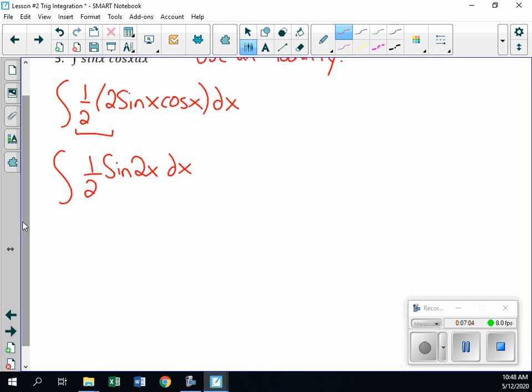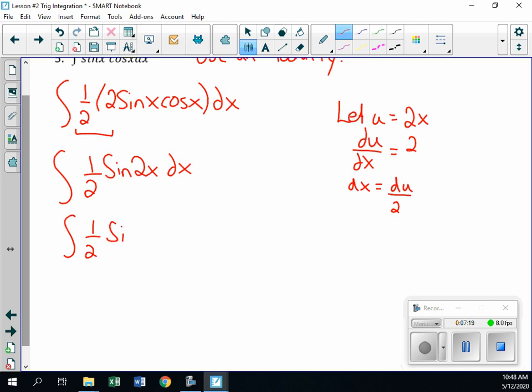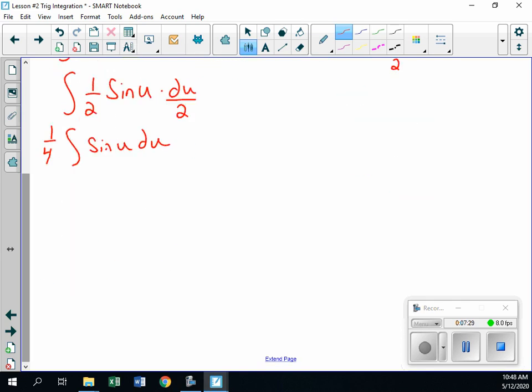Again, if you want to let u equal that angle of 2x, du/dx is 2, dx is du over 2. When I plug that back in here, I already have 1/2 sine of u times du over 2. So I get 1/4 sine of u du. Take the antiderivative of sine, which is negative cos.